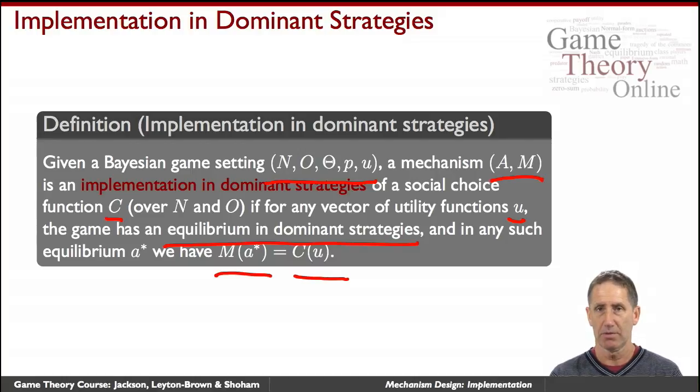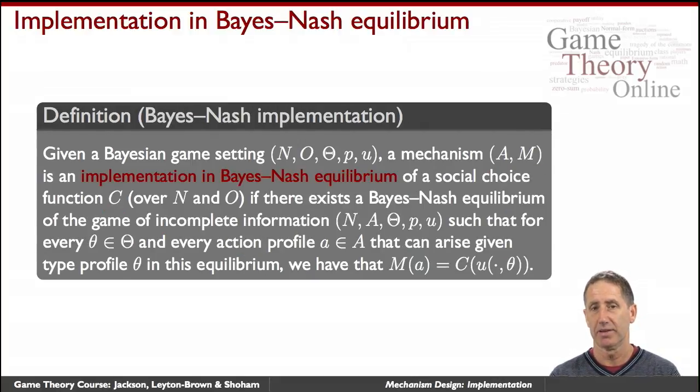You could ask several questions about it. Why should it be in all equilibria? Maybe it's enough that it is in one. Indeed, you could define it that way. Why only dominant strategies? And in fact, the answer is it doesn't have to be in dominant strategy. So a more general, more relaxed definition of implementation is implementation in a Bayes-Nash equilibrium.